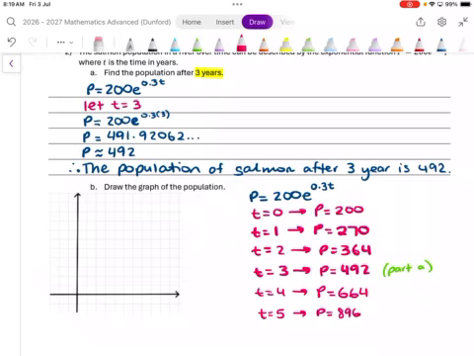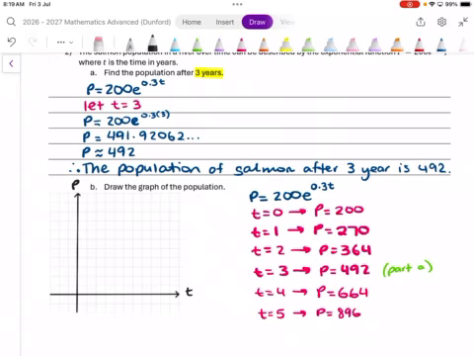When it comes to sketching one of these yourself, sometimes they might give you the domain, so to sketch between t is 0 to 5. What I would do is find your smallest value and your largest value to help work out what the scale should be on my y-axis. Our smallest value is when t equals 0, P equals 200. Our largest value is when t equals 5, P equals 896. This is going to be our P-axis, and this is our t-axis.